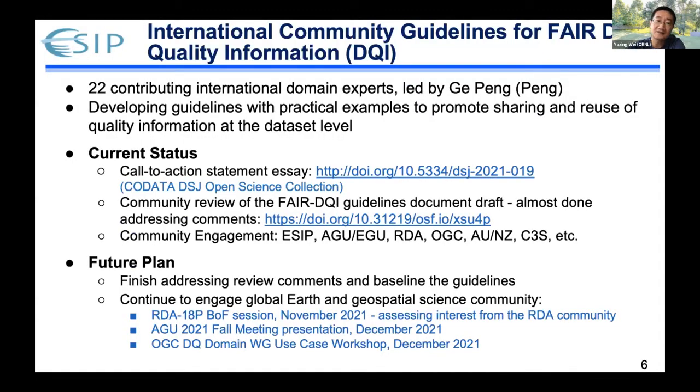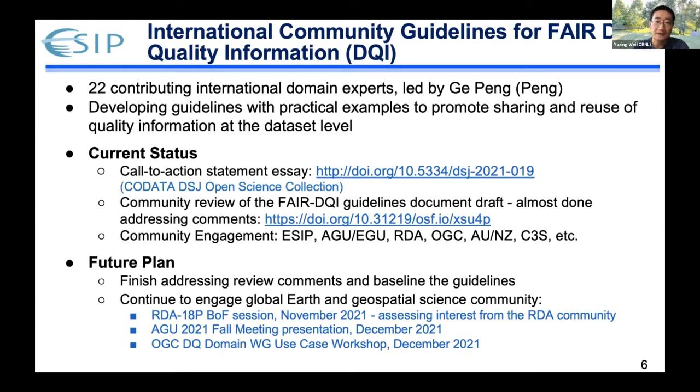And last, I just want to share the international data quality information guidelines. This has been well addressed in Jasmine's presentation earlier. This was a large international collaboration effort across multiple research and interest groups, including the ESIP Information Quality Cluster, and also the Australian New Zealand Data Quality Interest Group, and many others. And Ge Peng from the IQC has been leading this effort since, I think, last year.